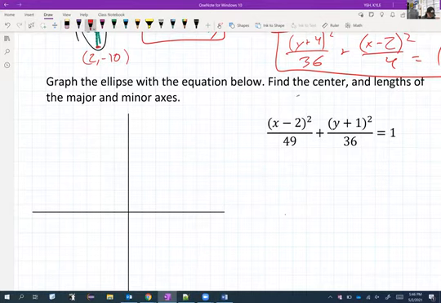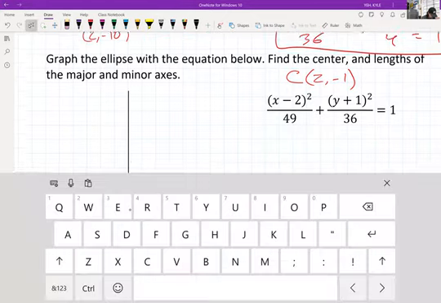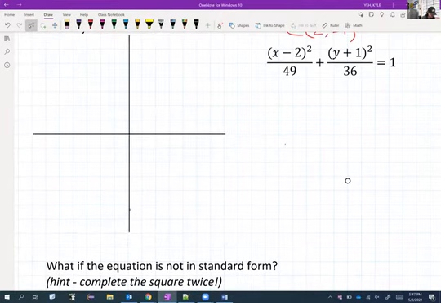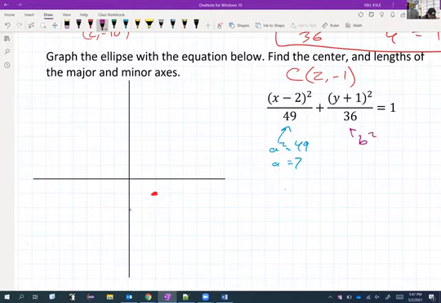Well, the center looks like 2, -1 to me, just from those numerators. What makes this 0? What makes that 0? So 2, -1, I'm going to see if I can put this at least closer to the lattice point. So 2, -1 is my center. Now, I'm hoping you look at this and you say, well, a squared equals 49. That means a equals 7. B squared equals 36. That means B equals 6.